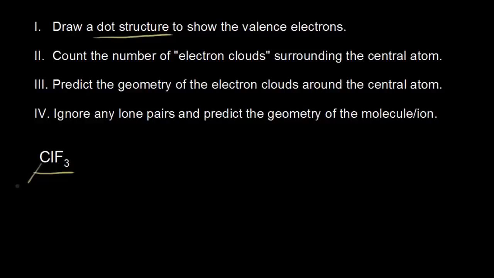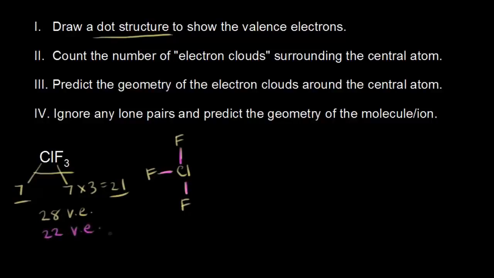So for chlorine in group 7, therefore 7 valence electrons. Fluorine is in group 7, and we have 3 fluorines. So 7 times 3 is 21. Plus 7 means we have a total of 28 valence electrons that we need to show in our dot structure. Chlorine is going to go in the center since it is not as electronegative as fluorine, and we know that the chlorine is bonded to 3 fluorines, so we can go ahead and put in our 3 fluorines in here like that.